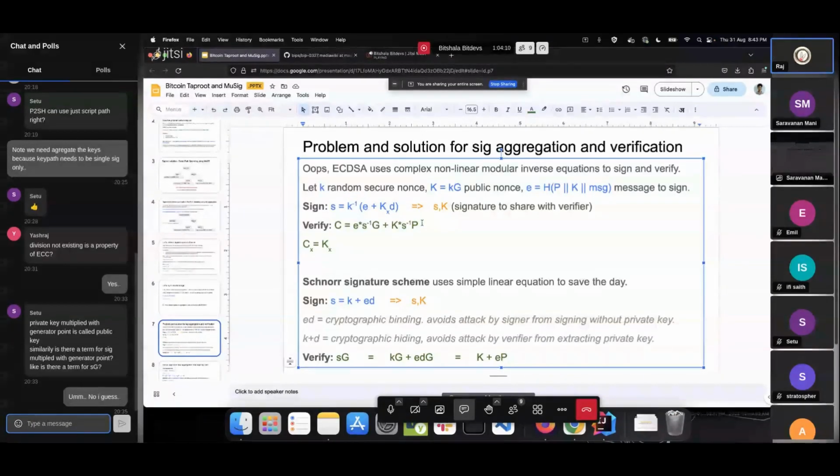So public key 1 creates signature 1, public key 2 creates signature 2, but if you add them together, they will create a signature, but that signature cannot be validated via the summation of public key 1 plus public key 2. So that's the problem with ECDSA. Because this equation looks like this nasty thing, we cannot find an easy summation algorithm on ECDSA, the signature part.